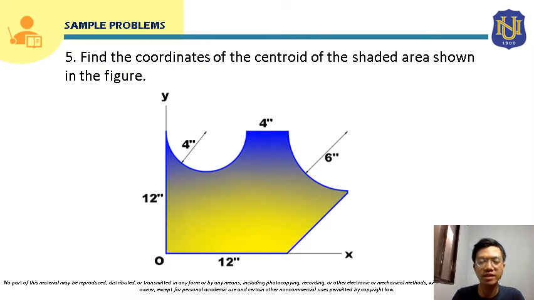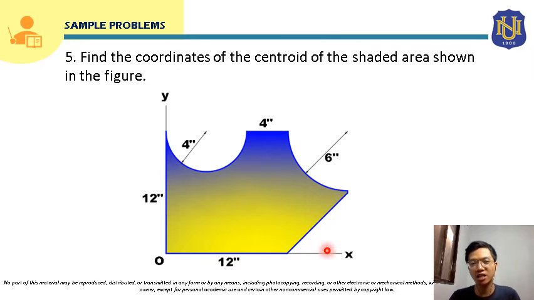Okay, so let's proceed now to sample problem number 5. Find the coordinates of the centroid of the shaded area shown in the figure. So this is the composite area here. As we can see here, a semicircle here, also a quarter circle here, and a triangle here.